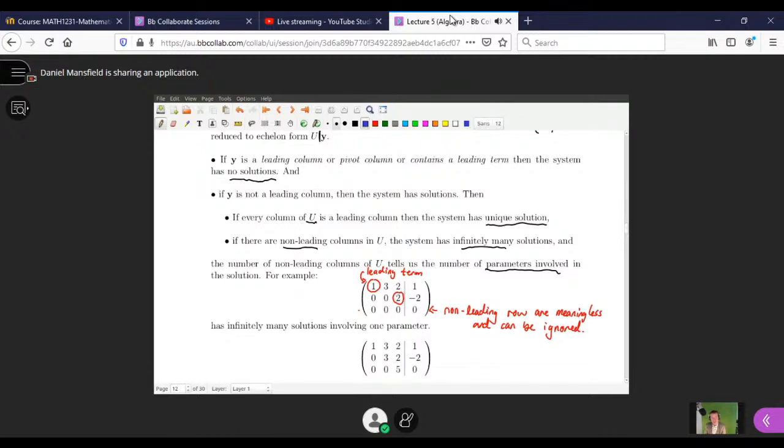This one here, let's do the taxonomy thing. This is the y column. Notice that it's a non-leading column. That means there are solutions, as per our taxonomy up here. Now we know we have y as a non-leading column, and we know that this column here is a non-leading column, and so we're in this scenario.